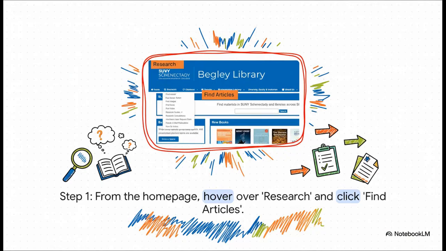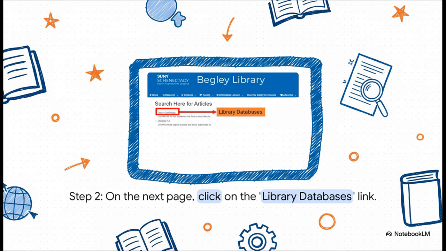All right, let's get you in. Start right on the Begley Library's homepage. All you're going to do is hover your mouse over Research up in the main menu, and then in that dropdown, click on Find Articles. Easy enough. So on this next page, you're looking for the link that says Library Databases. It's right there under the main heading. Go ahead and give that a click.